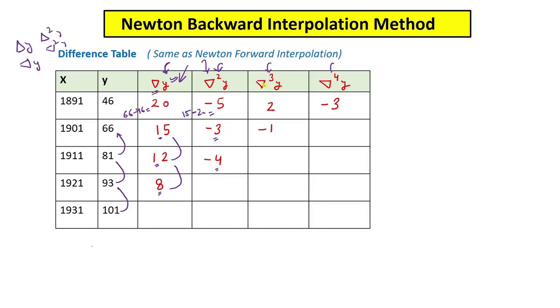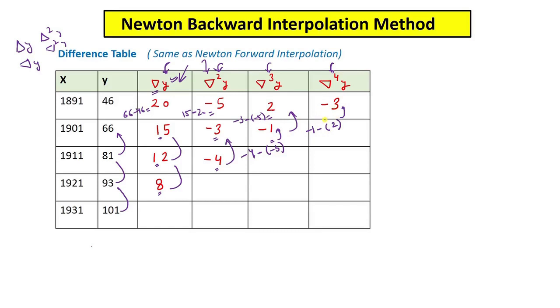Similarly, we construct the del cube y values. This is minus 3 minus of minus 5, which is 2. Then subtracting minus 4 minus of minus 3, we get minus 1. Lastly, for this column, it is this minus this, that is minus 1 minus 2, so this is minus 3. This way we have constructed the difference table.